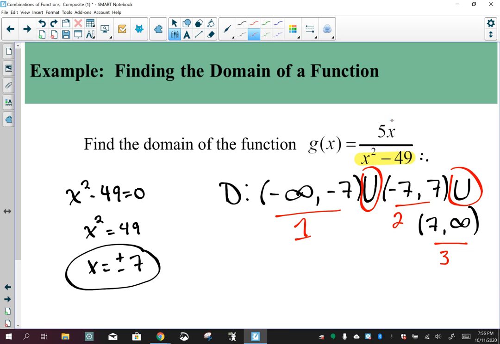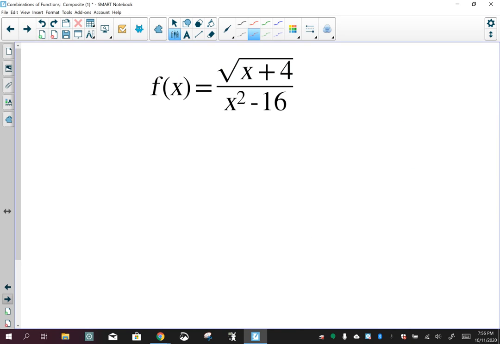Now, notice I didn't touch the numerator. Why? Because in this case, there's nothing that is going to be restricted. My numerator can equal 0. That is okay. I don't have a square root sign, so I don't have any restrictions there. So I don't worry about the numerator. However, on this one, there's some work I got to do.